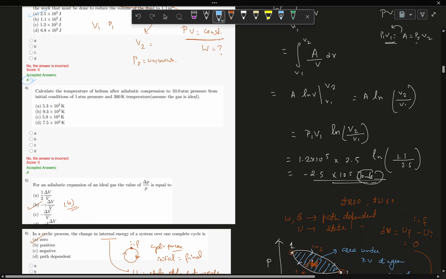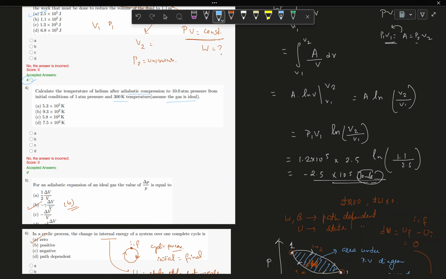Now question number 4. It is also not common, but the pattern is common. So let me quickly read that and solve it. Calculate the temperature of helium after adiabatic compression to 10 atmosphere pressure from initial condition of 1 atmosphere pressure and 300 Kelvin temperature. Assume the gas is ideal. So gas is ideal, obviously. Temperature is given, and this is adiabatic compression.